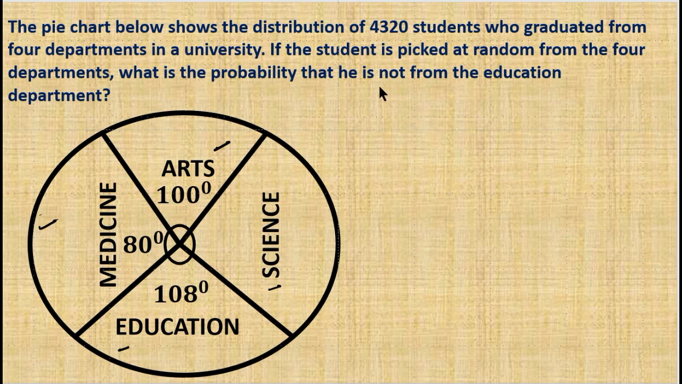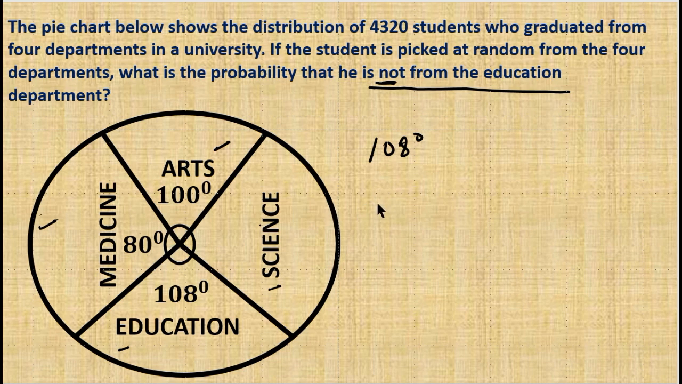Now, I want you to note this phrase: the probability that he is not from education. Note the phrase "not from." Now, we're going to pick education. Education has 108 degrees. For him to not be from education, that means he is going to come from any of these other departments. There are two ways you can go about it.